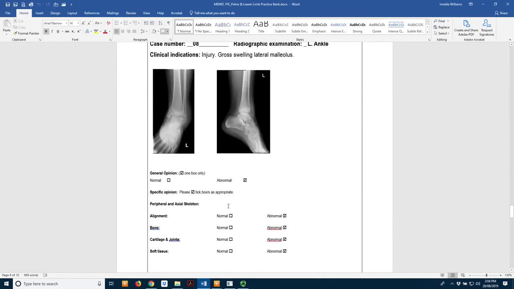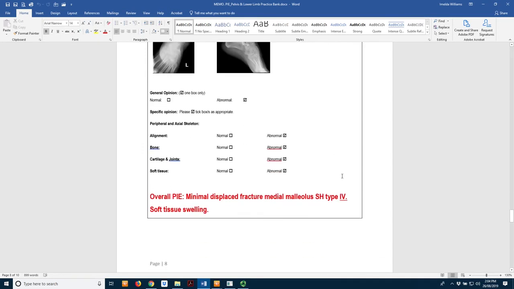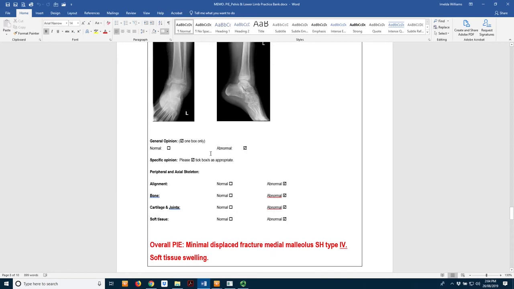So on our PIE form, it is abnormal. The alignment is abnormal because there is some displacement there. The bone is abnormal because of the fracture. It involves the ankle joint, and then the soft tissue is abnormal because of the swelling. So the overall PIE is that there is a minimal displaced fracture of the medial malleolus, and it has a Salter-Harris type 4 fracture, and there's soft tissue swelling.